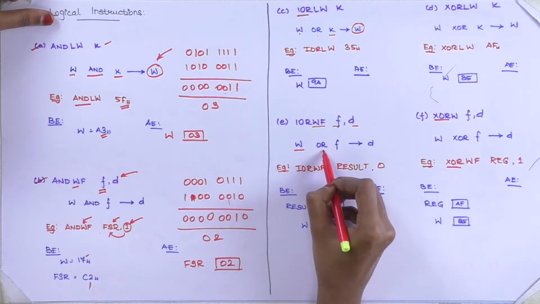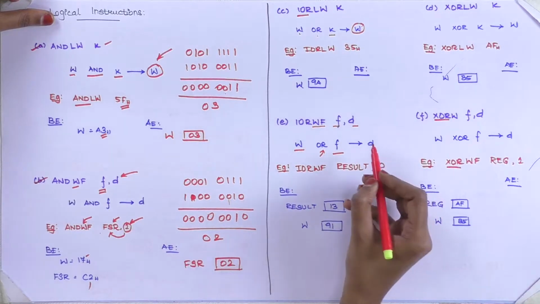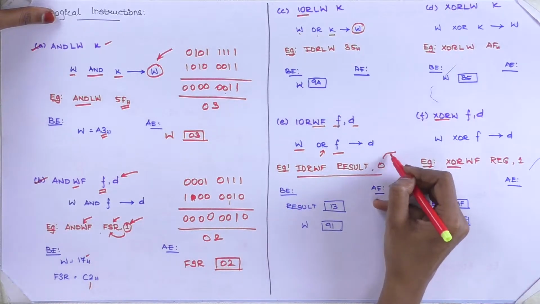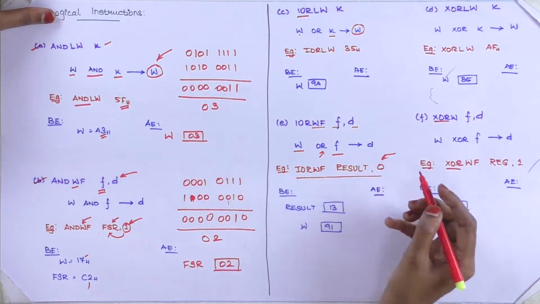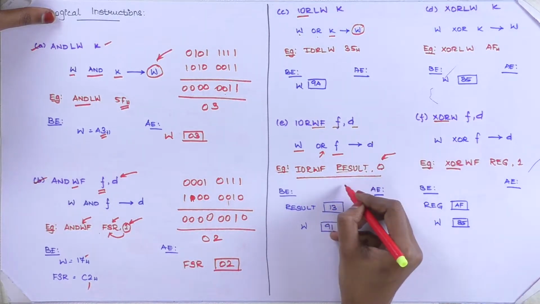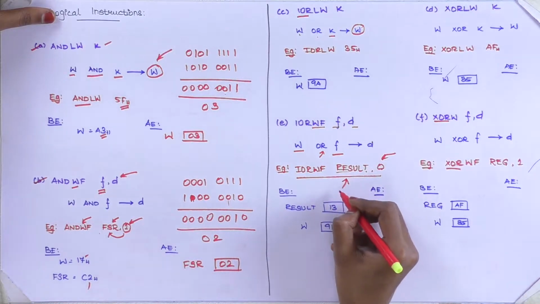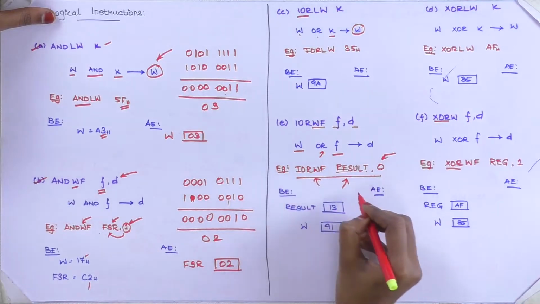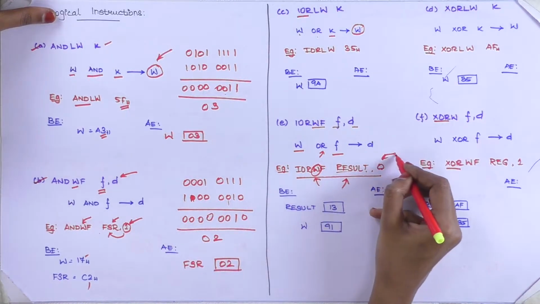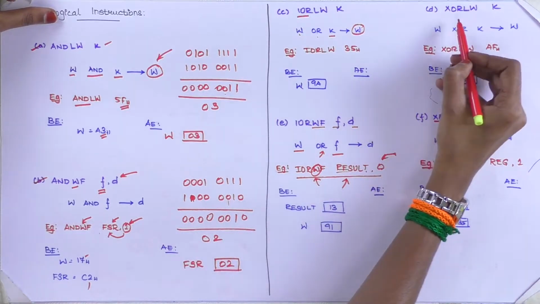So the working register is ANDed with the file register and the result will be stored in the destination. In this example, the destination is mentioned as 0, so the content of the result register is ANDed with the content of the working register and the result will be stored again in the working register since 0 has been mentioned. The same way for XOR.